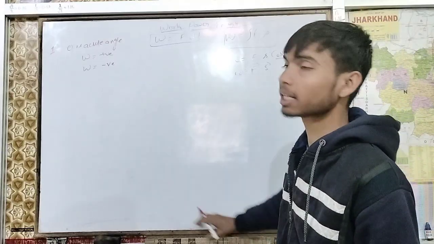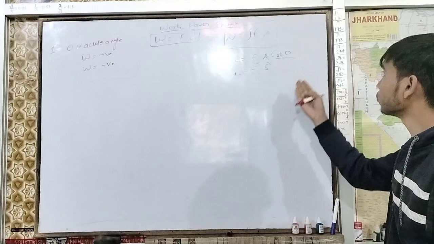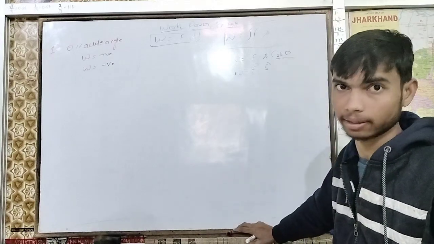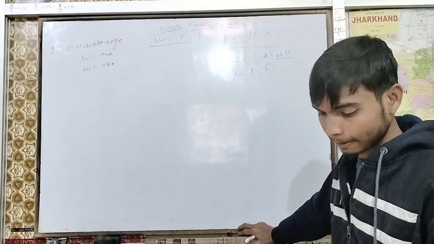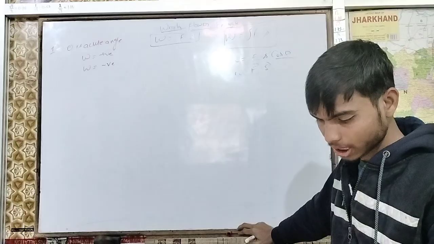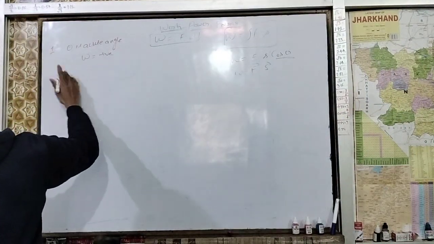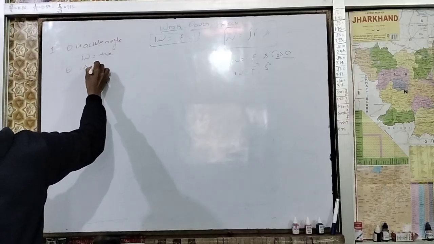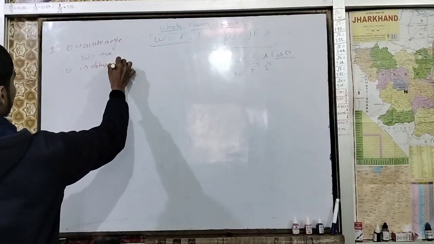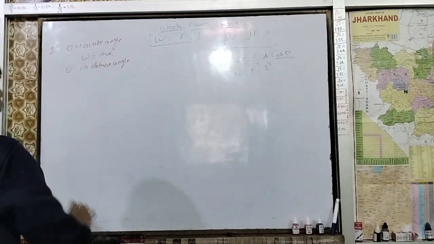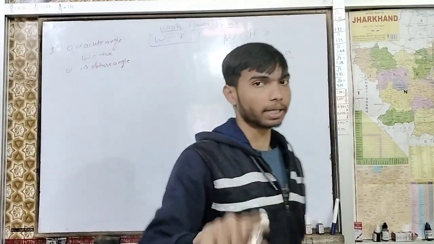So all the values are coming from cos angle. Now next, what if theta is an obtuse angle? If theta is an obtuse angle, then remember our work done will be negative.